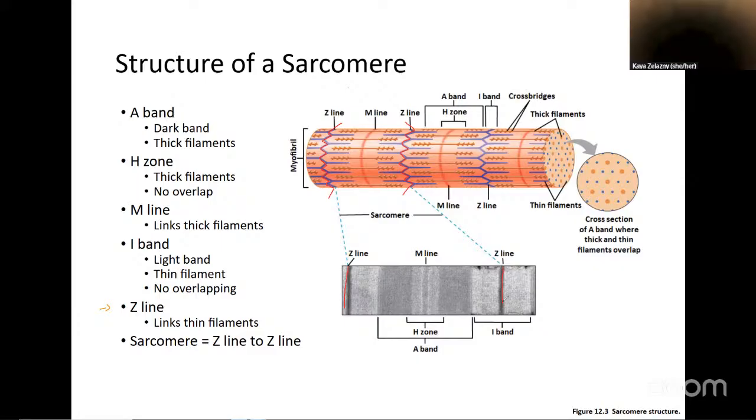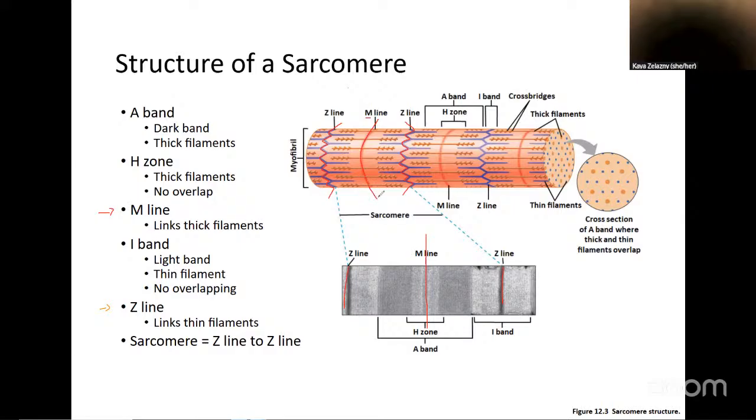From Z to Z. The next thing I think is easiest to think about is actually the middle. So we're going to think about the M line next. The M line, we can literally think M for middle. It runs down the middle of your sarcomere. So here's that M line in the middle, in the center.